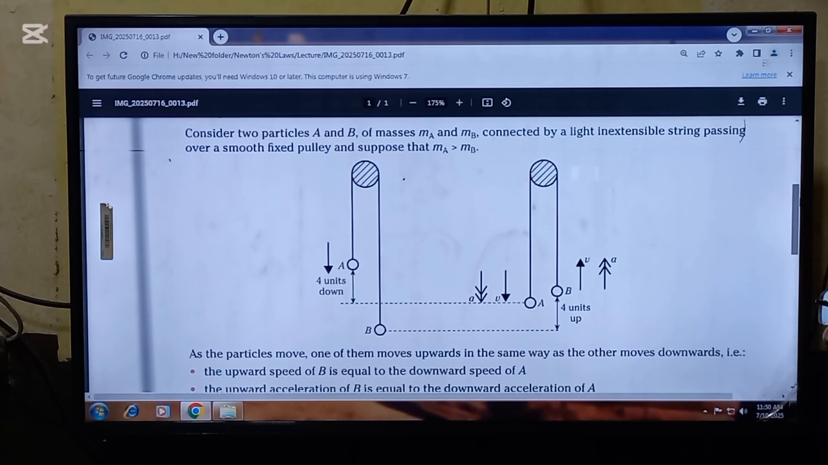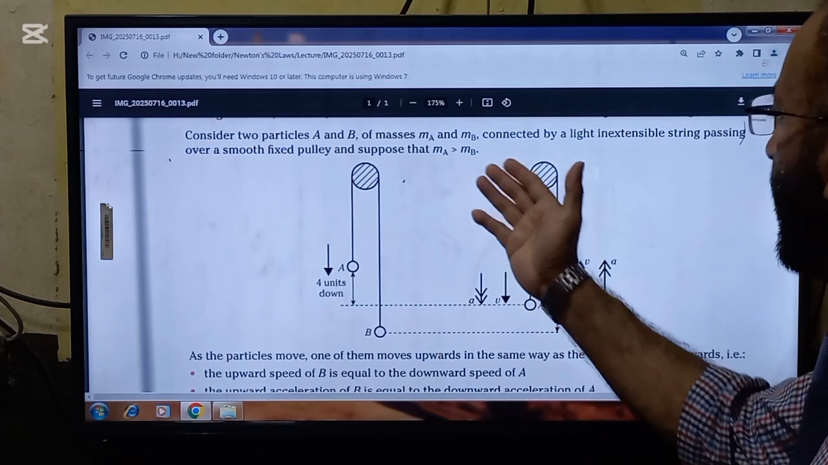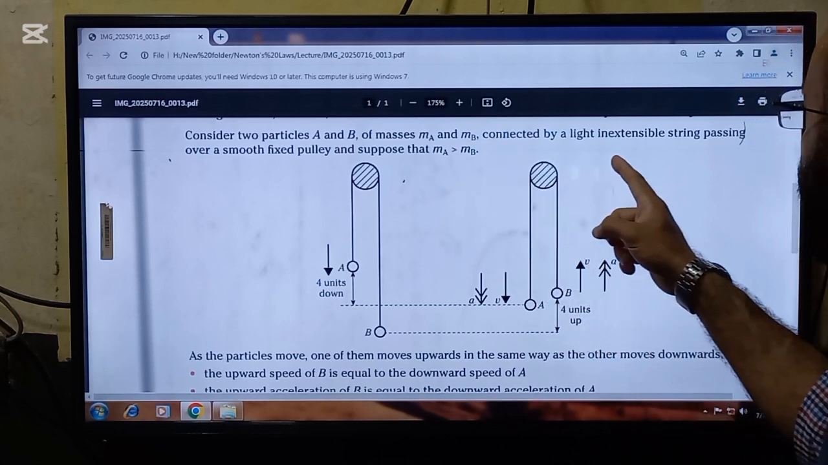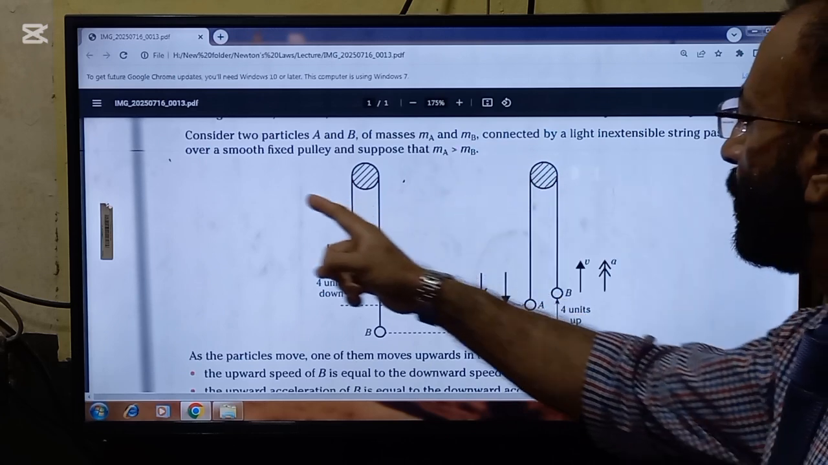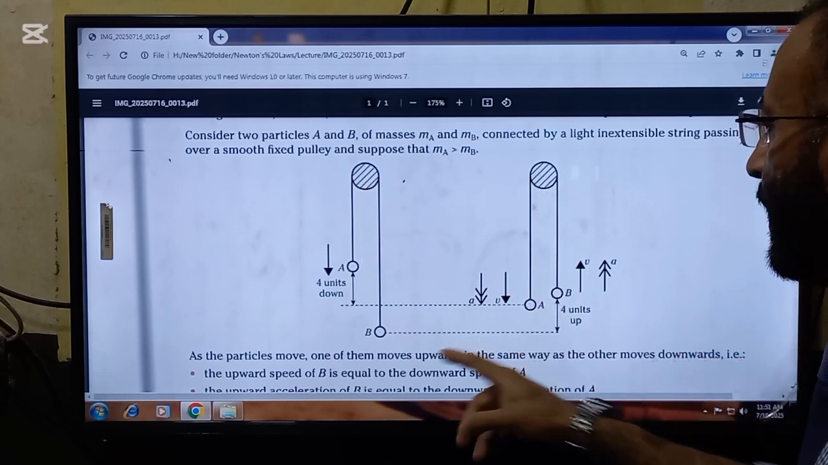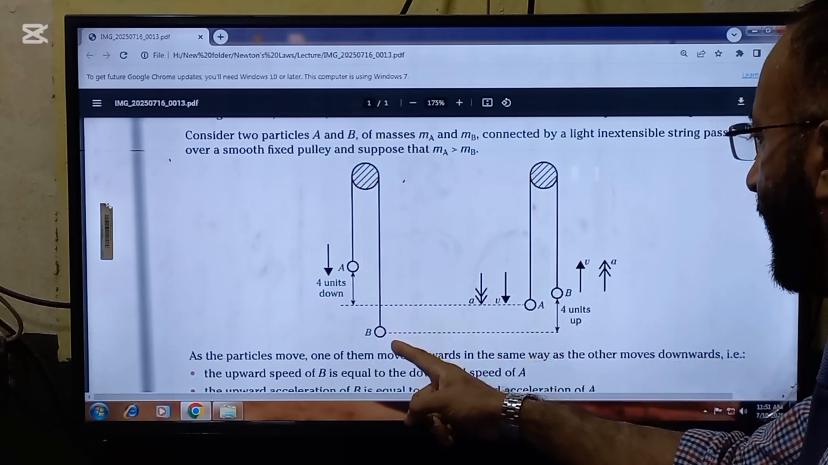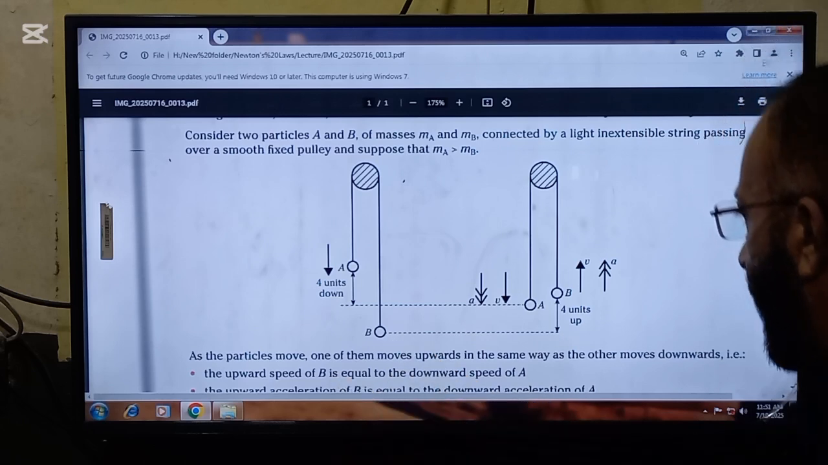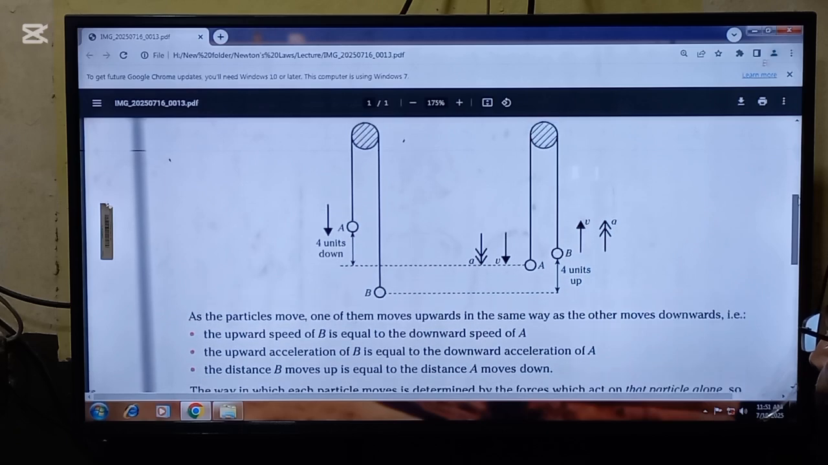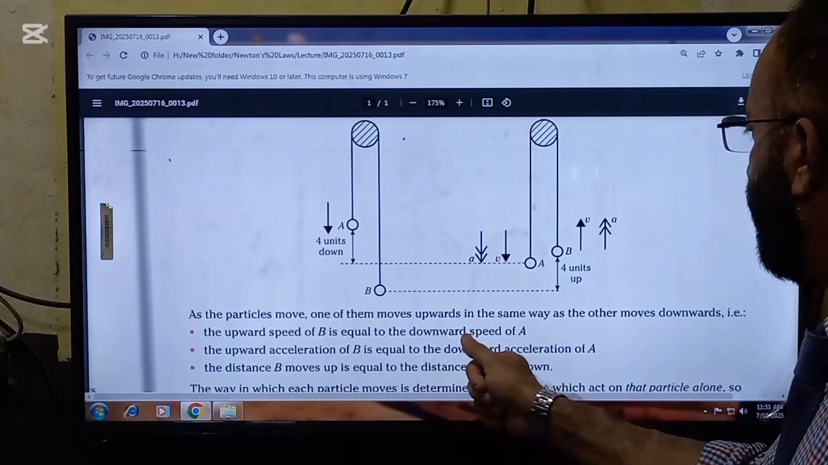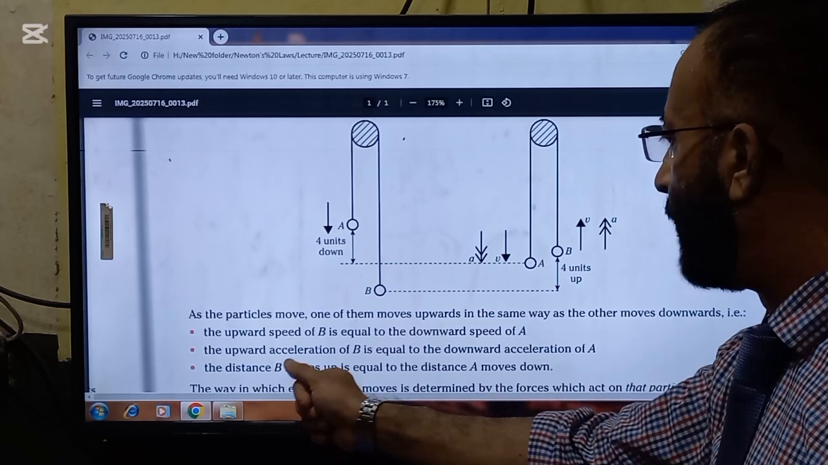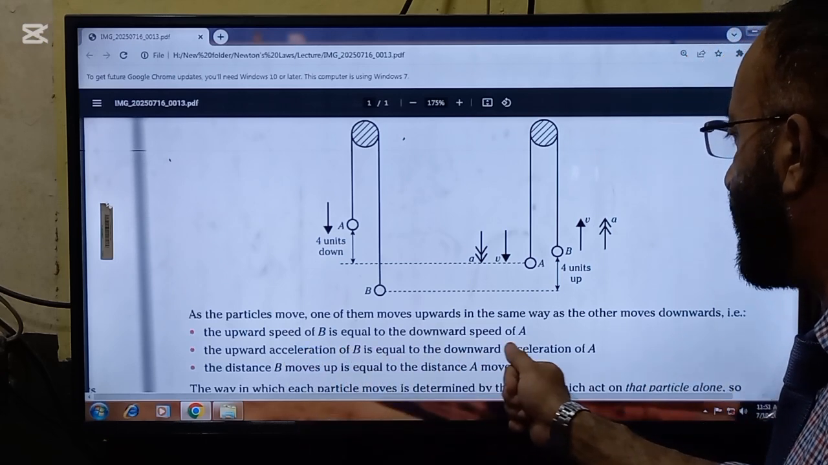Consider two particles A and B of mass ma and mb. So here is A, here is B, connected by a light inextensible string passing over a smooth fixed pulley, and suppose that ma is greater than mb. So A's mass is greater than B's mass. So look now, as the particles move, one of them moves upward in the same way as the other moves downward. That is, the upward speed of B is equal to the downward speed of A.